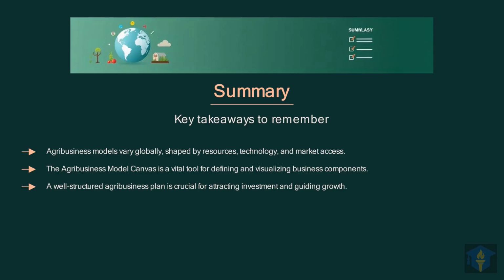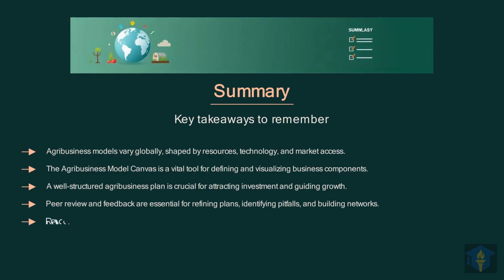Third, a well-structured agribusiness plan is crucial for attracting investment and guiding sustainable growth. Fourth, peer review and feedback are essential for refining plans, identifying pitfalls, and building professional networks. Finally, reflective learning from real-world challenges drives continuous improvement and adaptability in agribusiness operations.